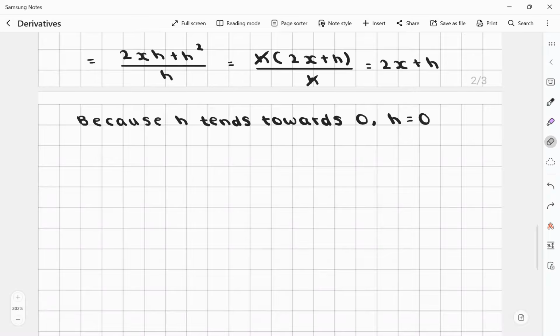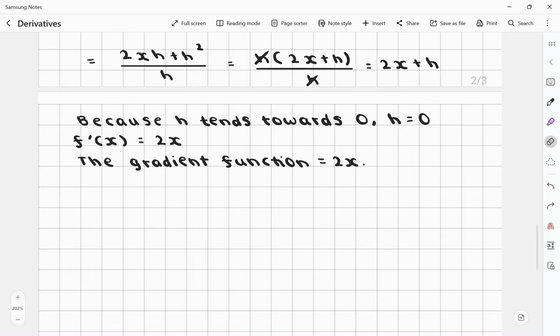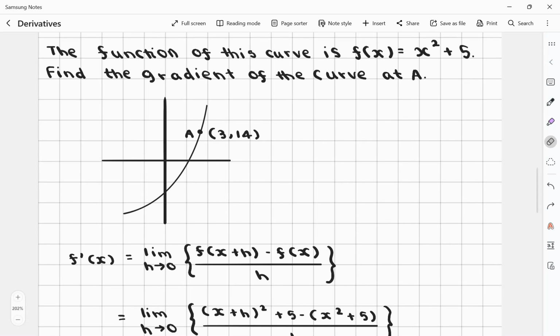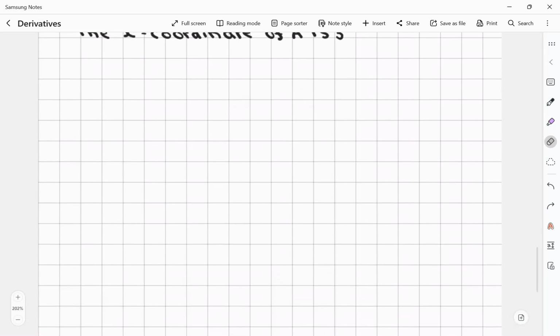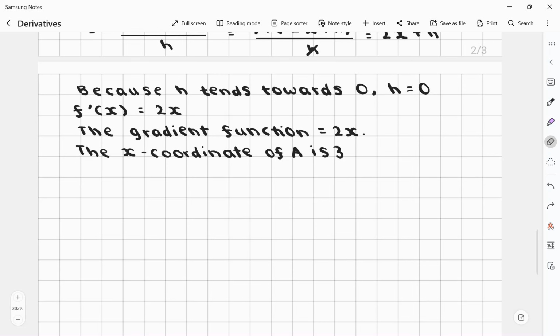But before we said that h needs to tend towards 0, so let's take h is equal to 0. So now the first derivative is 2x. The gradient function is also 2x now. And if you go back here, we see that the x coordinate of point A is 3. So all we need to do to find the gradient at point A is to substitute 3 as the x value into 2x. So the gradient at point A is 2 times 3, which is 6.